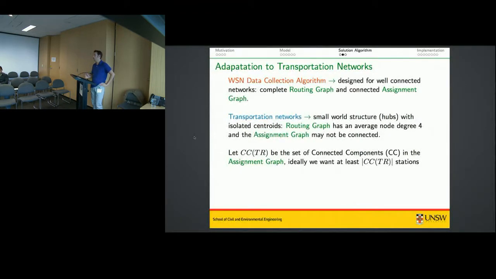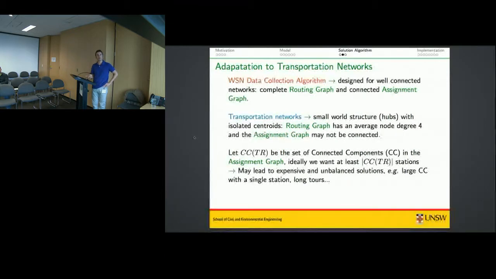We first looked at this approach. If we want to be fair with everybody, we have to have at least a cardinal of CC(TR) stations. That is sometimes a lot, especially on large transportation networks. So we decided to look at route design parameters, which could be used to tune the algorithm so as to balance the solution we obtain, such that very big and dense connected components could receive more than a station, and very isolated centroids could be either discarded or just remotely connected.